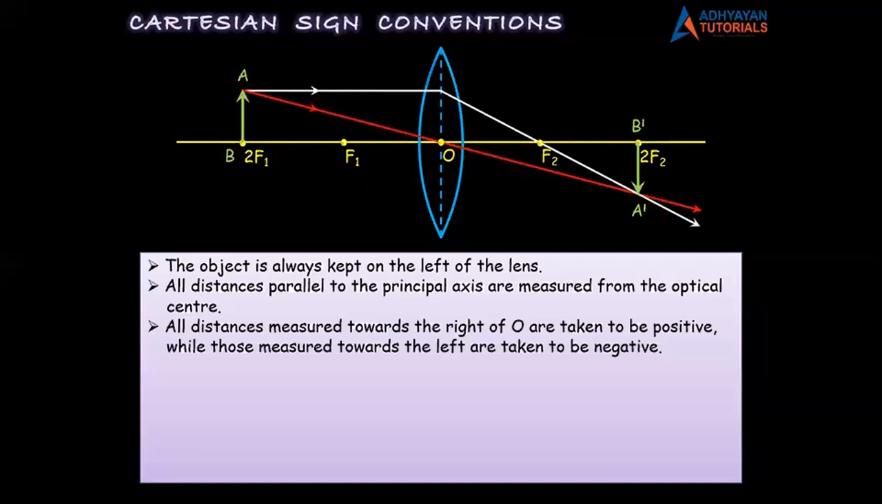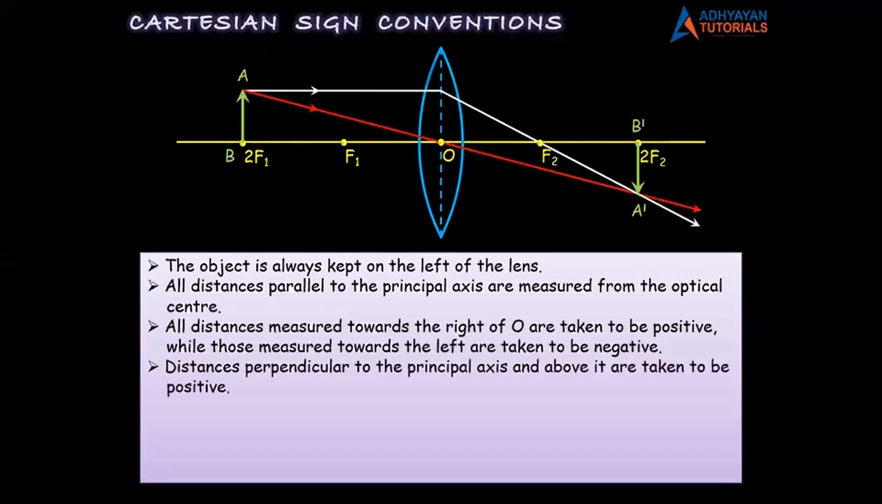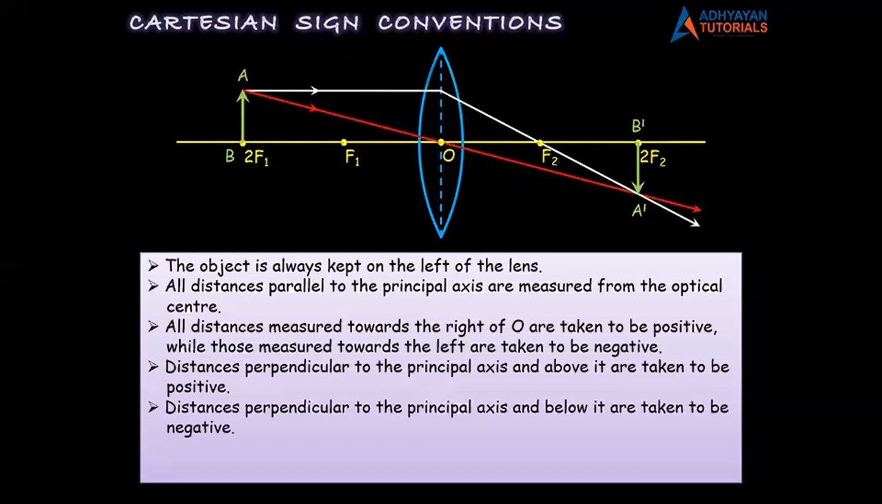left side are negative. Similarly, children, all distances perpendicular to the principal axis and above it are taken to be positive, and distances perpendicular to the principal axis and below it are taken to be negative. Children, the rule says that all distances which are perpendicular, meaning like this, and above are positive, but all distances perpendicular and below are negative. Let us again understand this with the help of an example.